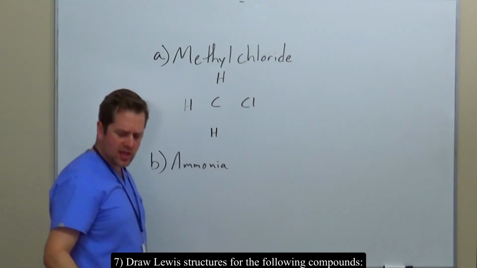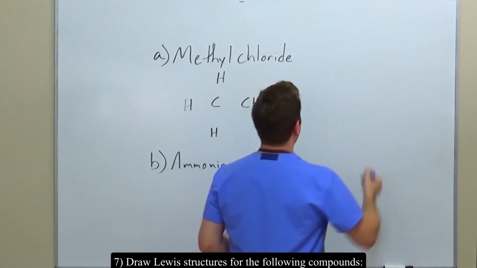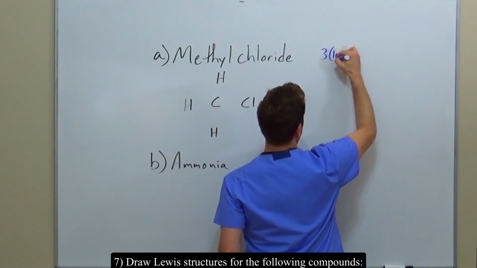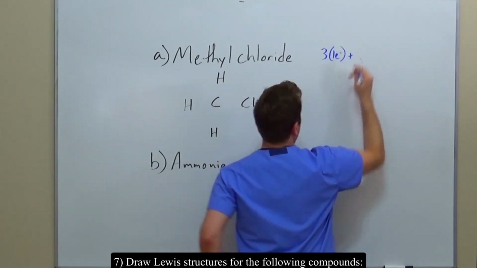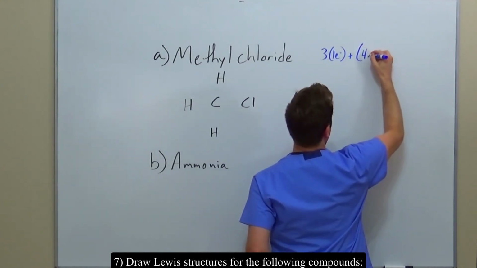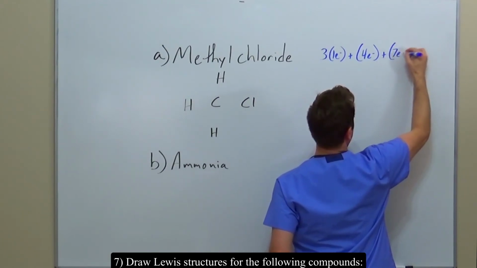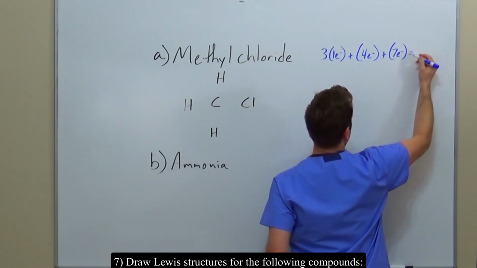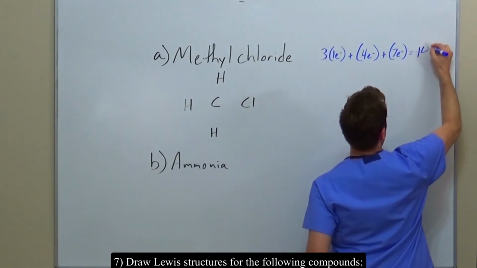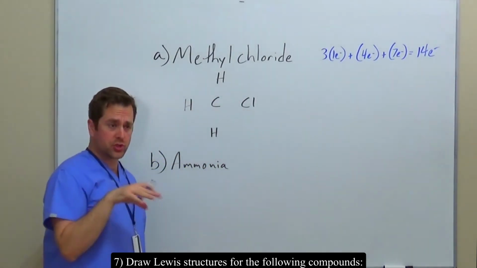Now let's go through our process and determine the total number of electrons that we're working with. Well, first of all, the hydrogens, we have 3 of them, and each hydrogen has 1 valence electron. And then the carbon, we only have 1 of those, and it's in group 4, so we have 4 valence electrons. And then we have 1 chlorine, which is in group 7. All right? So now, 11 and 3 is 14. 14 total electrons that we have to account for within our Lewis structure.